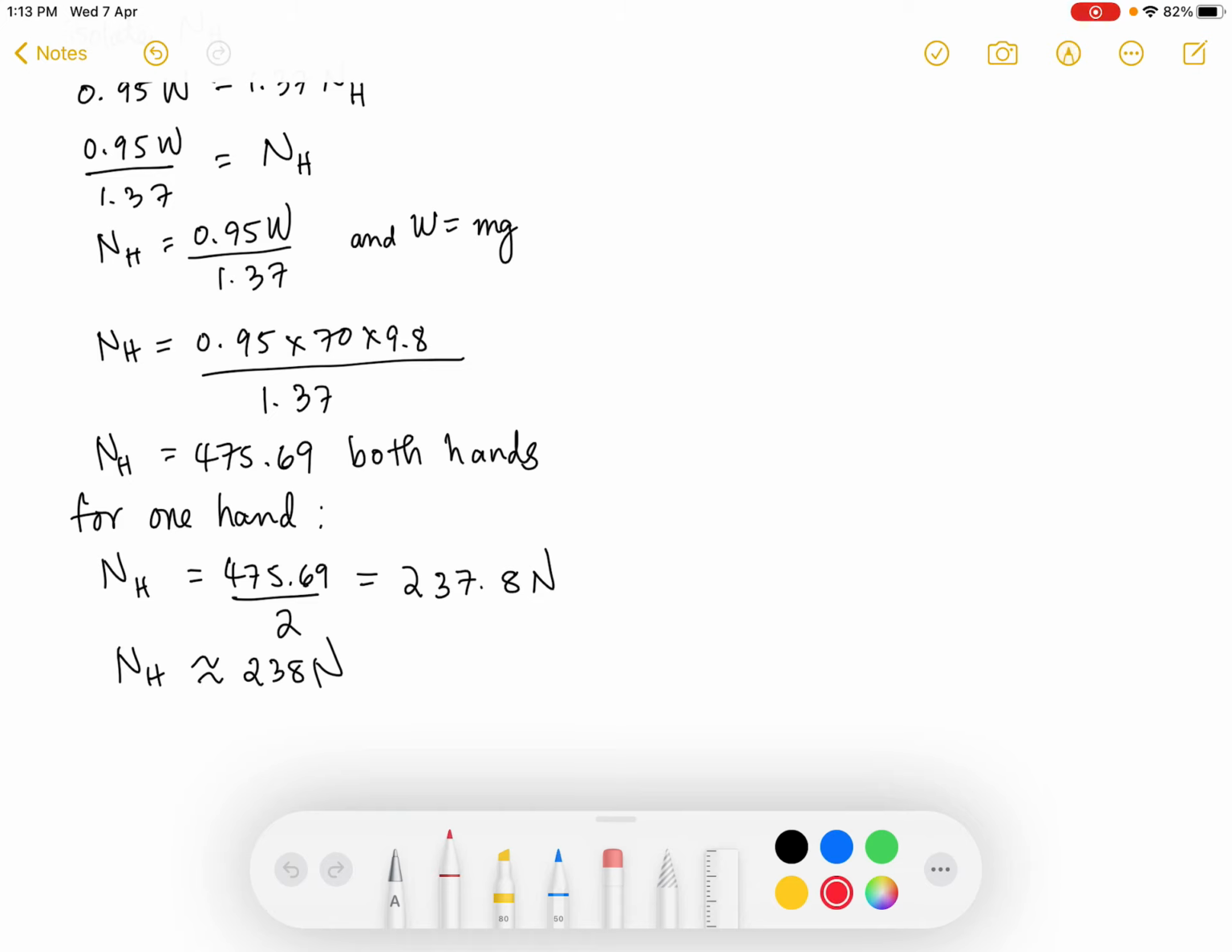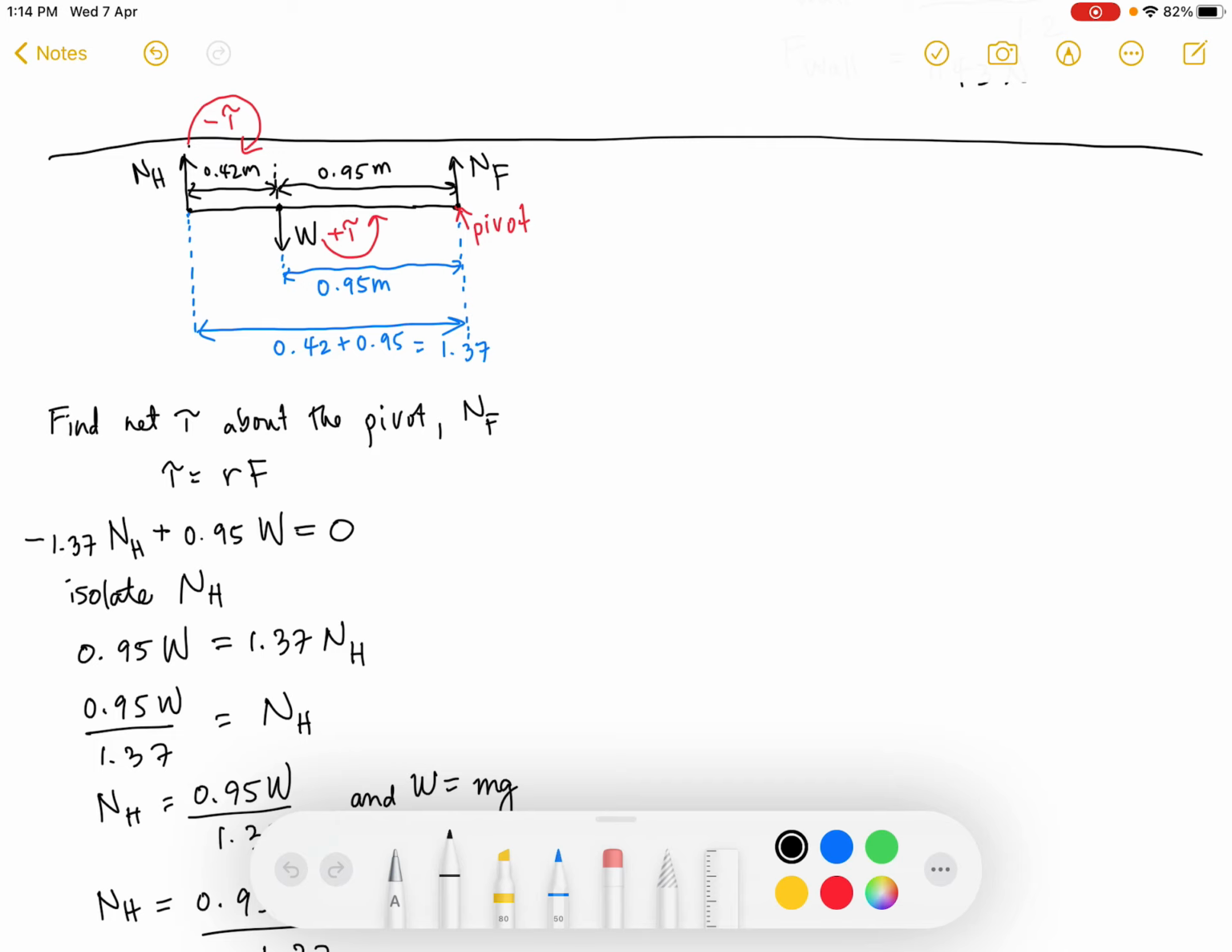If you put your pivot point at NH, then what you will be able to find is the normal force on both feet, and divide that by 2 to get the normal force on one foot. So again, it depends on where you put your pivot point. In this solution, I put the pivot point at NF, and therefore I was able to solve for NH. If you put the pivot point at NH, that eliminates NH, and you will be able to solve for NF.